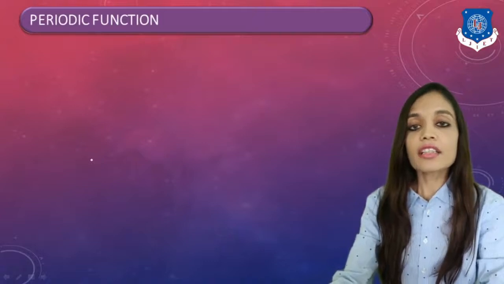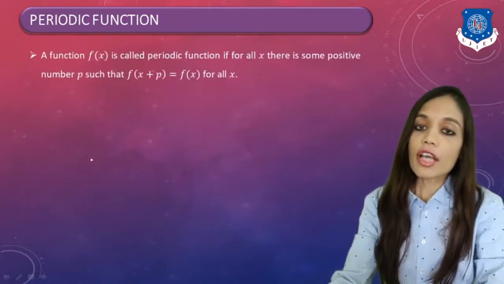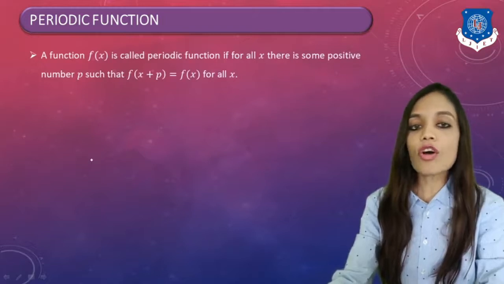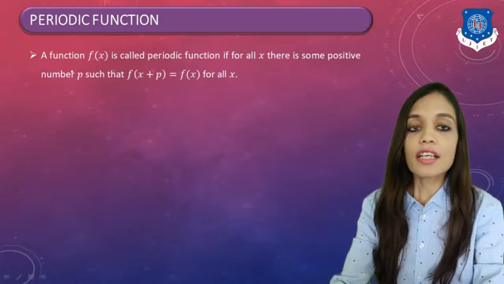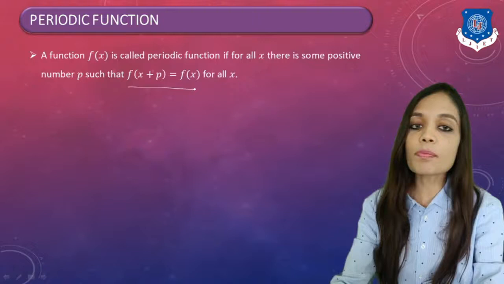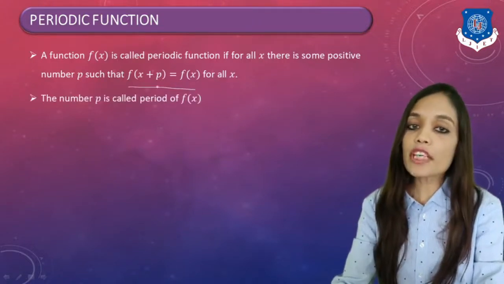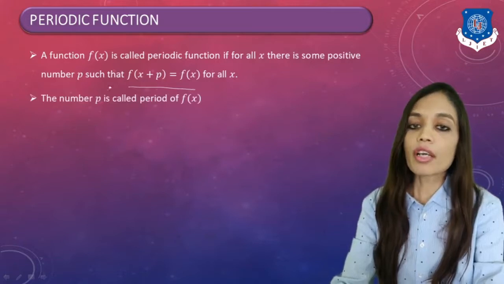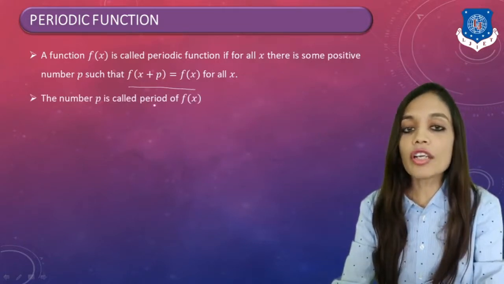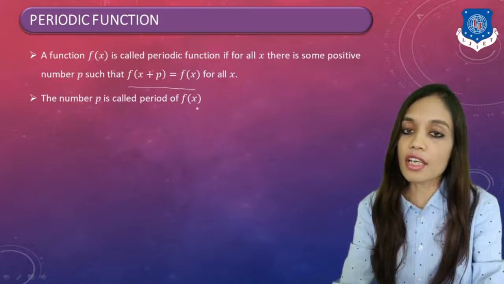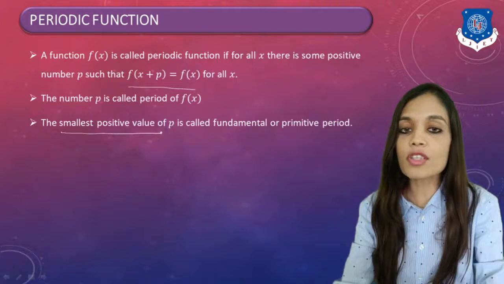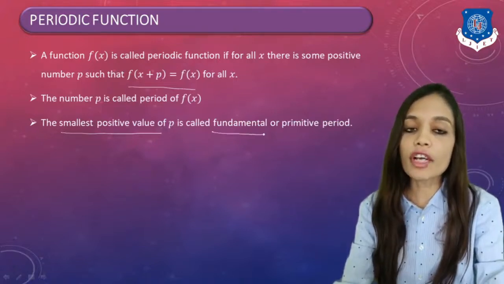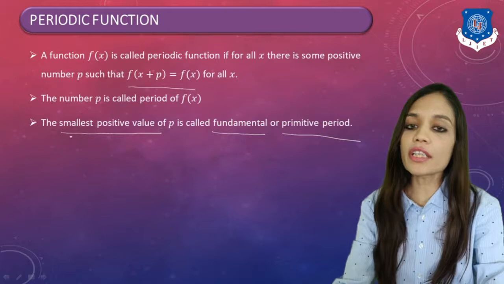Now let us study the definition of a periodic function. A function f of x is called a periodic function if for all x there is some positive number p such that f of x plus p is equal to f of x for all x. Our p should be a positive number. The number p is called the period of f of x, and the smallest positive value of p is called the fundamental or primitive period.